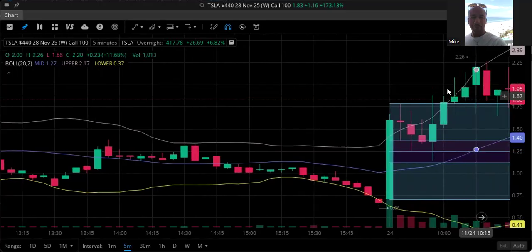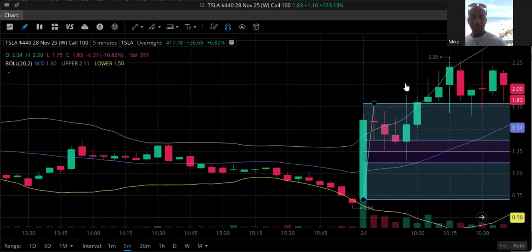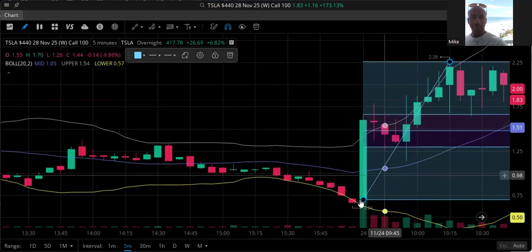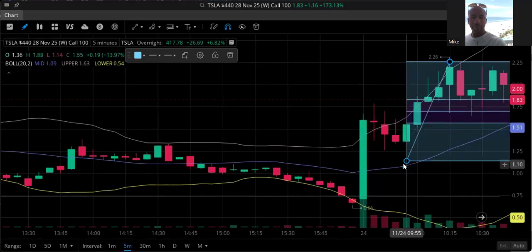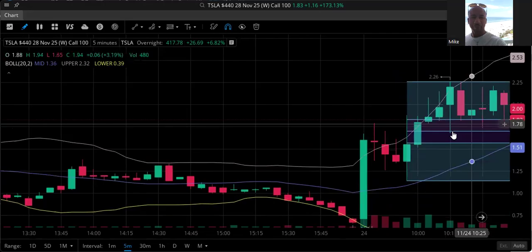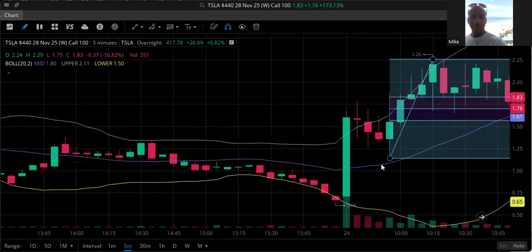So after that pullback, I wanted to get back into it. So I would raise the Fibonacci up here. And then I would move the bottom from here to here. Moving the bottom is not necessary, but I noticed that I had kind of a support right here.